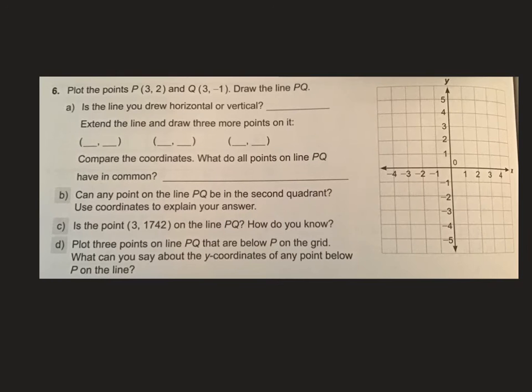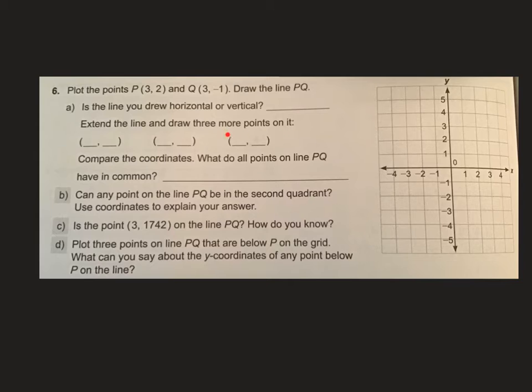Question 6 starts by asking you to plot 2 points, so point P and point Q. P is 3 and 2, so here's 3 and 2, so you'd plot it there. Q is 3 and -1, and then you're drawing a line PQ. When it asks you to draw the line, you're basically drawing a line from one dot to the other for the 2 letters. Then you have to decide, is the line you drew horizontal or vertical? So remember, horizontal is side to side, vertical is up and down. So write horizontal or vertical on the line.